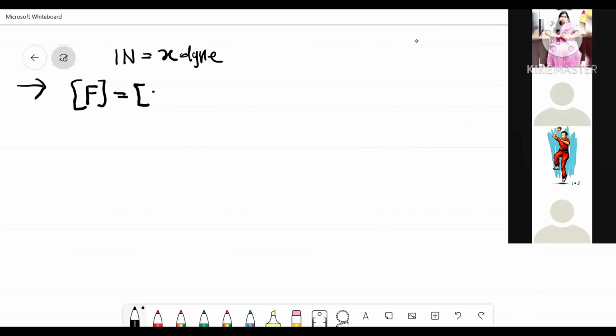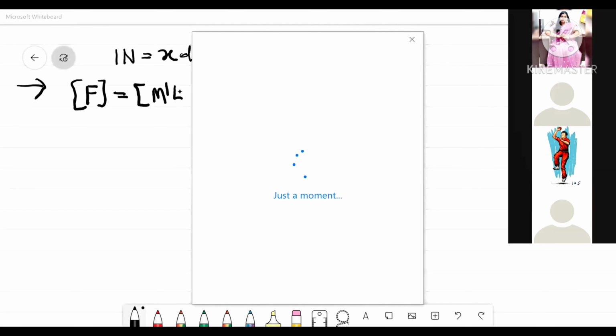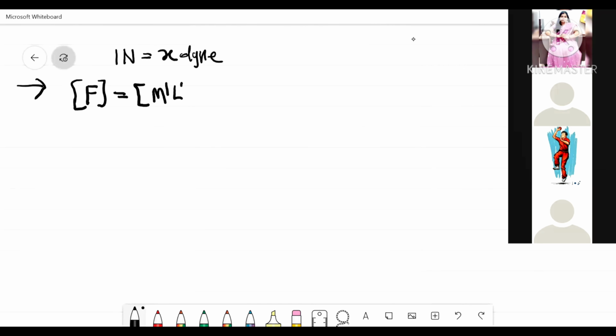M raised to 1, L raised to 1, T raised to minus 2. Start from here. After that, for this conversion factor, 1 Newton is equal to how much dyne?